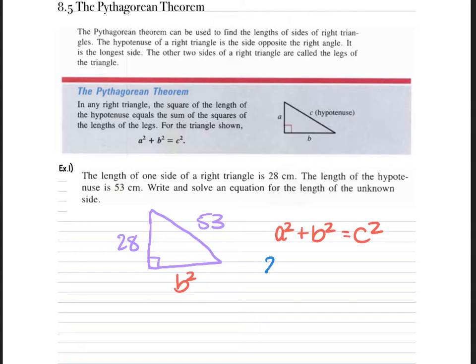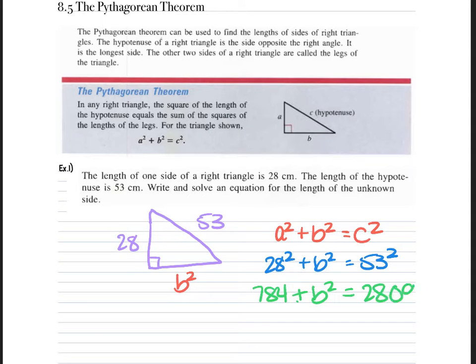So we're going to have 28 squared plus b squared is equal to 53 squared. These are big numbers, so I don't expect you to know this off the top of your head. However, 28 squared is 784, and then 53 squared is 2,809.